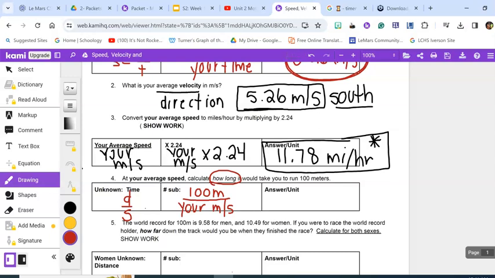I'm giving you about 30 seconds to finish the math. And then, Nevaeh, I'm going to ask you for your answer. Okay. Now, what am I looking for? Time, which means if I cross off my common units in my problem, what am I left with? 19.01 seconds.